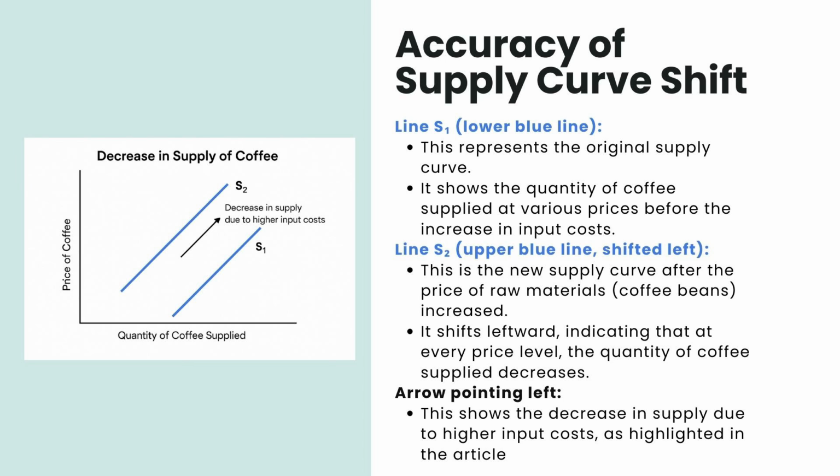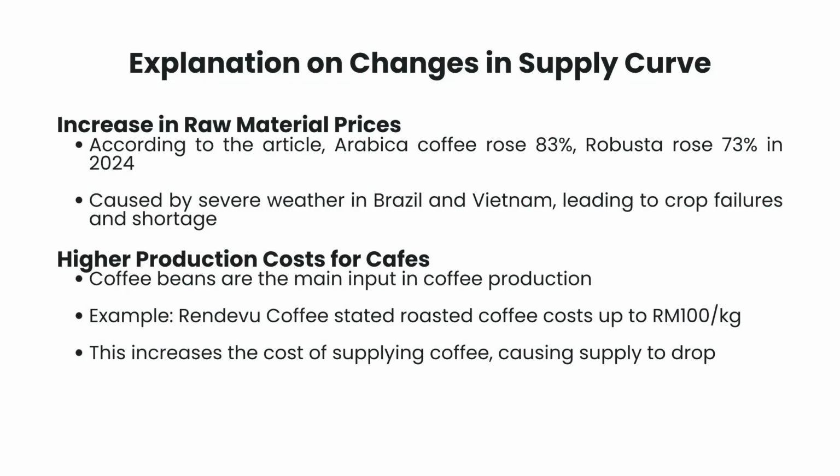In conclusion, the increase in raw material price lead to a decrease in market supply, as shown by the leftward shift in the supply curve. Okay, explanation of change in the supply curve. Now, let's talk about the change in the supply curve. One major factor is the increase in raw material price. According to the article, in 2024, the price of Arabica coffee rose by 83% and Robusta rose by 73%. This was mainly caused by severe weather conditions in Brazil and Vietnam, which lead to crop failure and shortage of coffee beans. Secondly, we look at higher production costs for cafe.